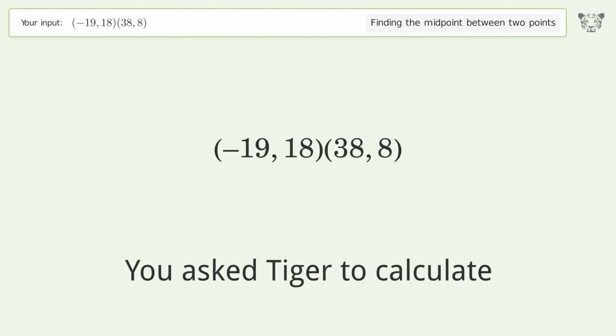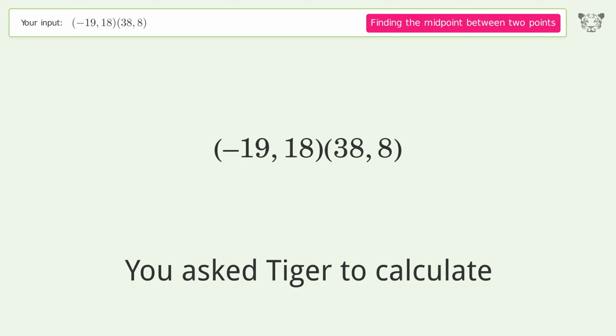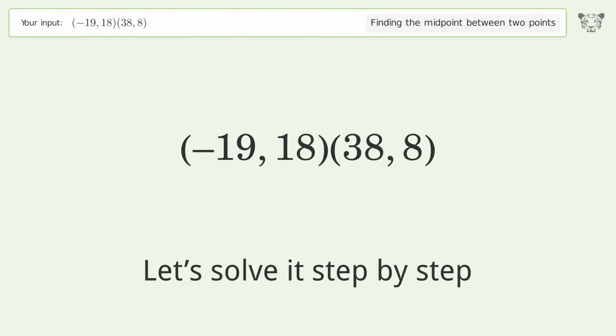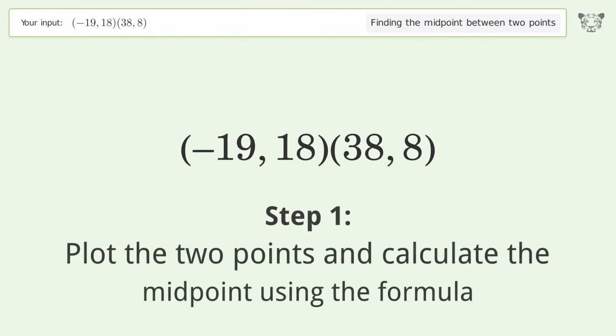You ask Tiger to calculate. This deals with finding the midpoint between 2 points. The midpoint between the 2 points is 9.5, 13. Let's solve it step by step. Plot the 2 points and calculate the midpoint using the formula.